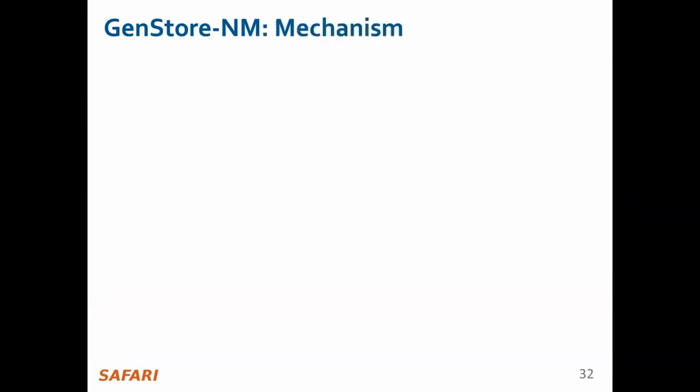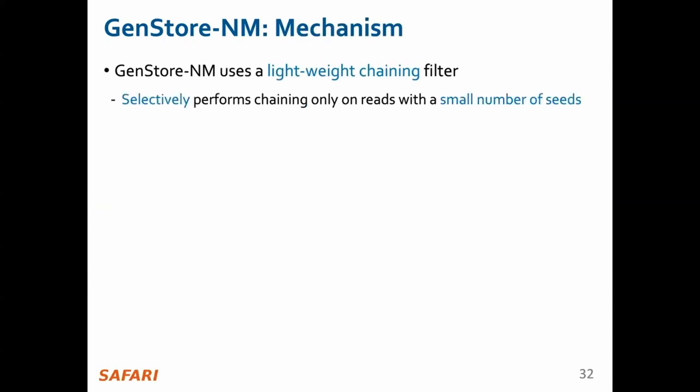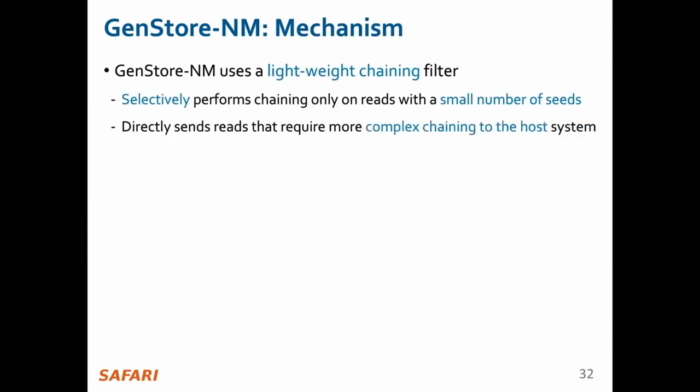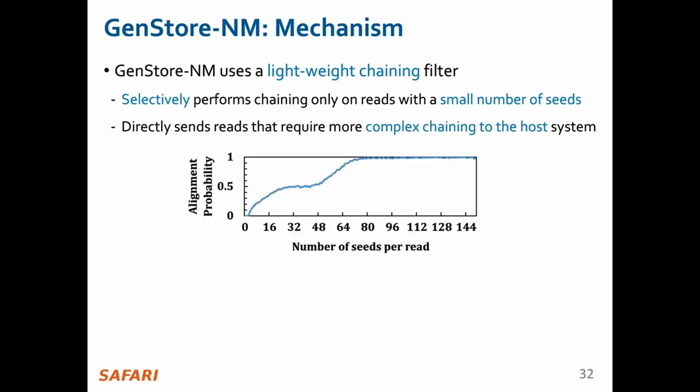So to reduce the cost of chaining, GenStore-NM uses a lightweight chaining filter that selectively performs chaining only on reads with a small number of seeds and directly sends the reads that require more complex chaining to the host system. This idea is based on our observation from analyzing a wide range of real-world genomic data sets.